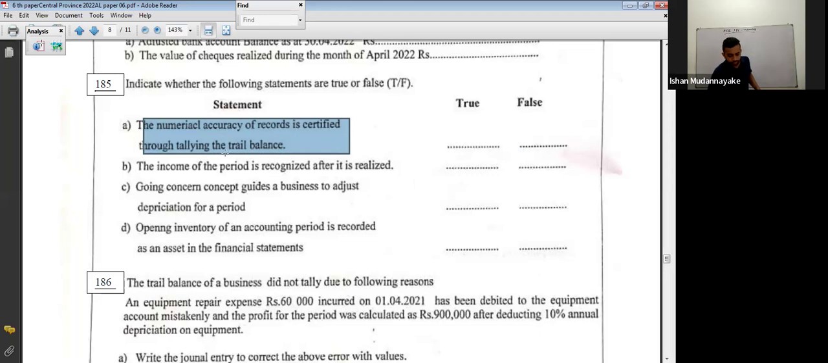Look at B. The income of the period is recognized after it is realized. True or false? Yes, that is true.